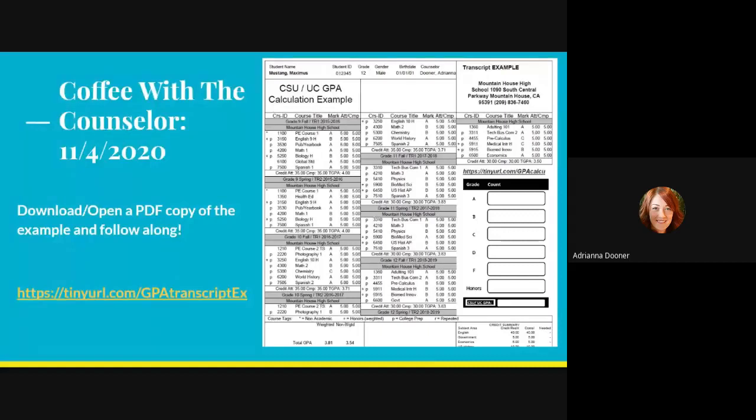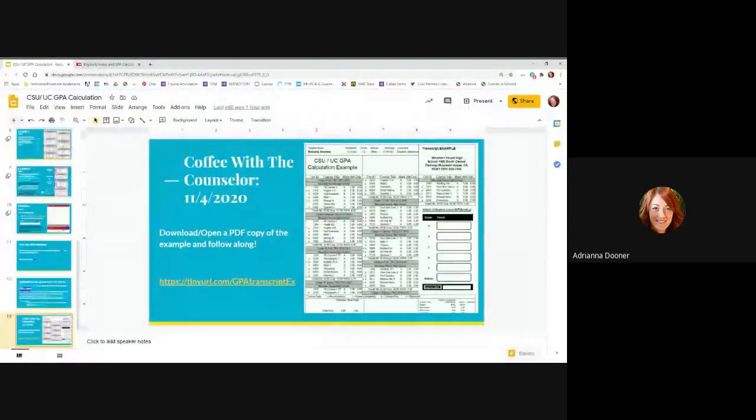So we'll just mark down really quick while we have this up that their GPA with us down here at the bottom, the weighted is that 3.81 and the unweighted was at 3.54. And feel free to go to the sample and work with us on this. I do have it up as well.